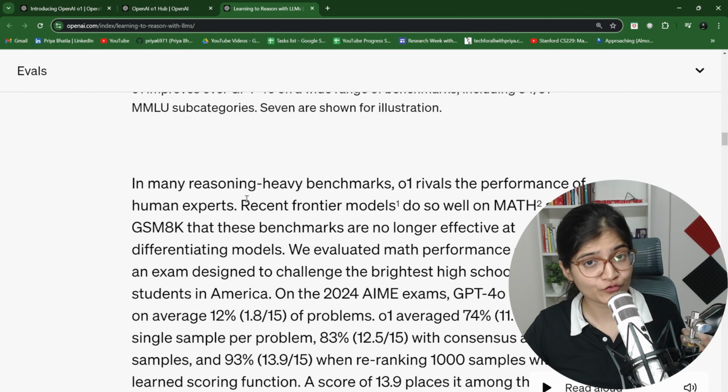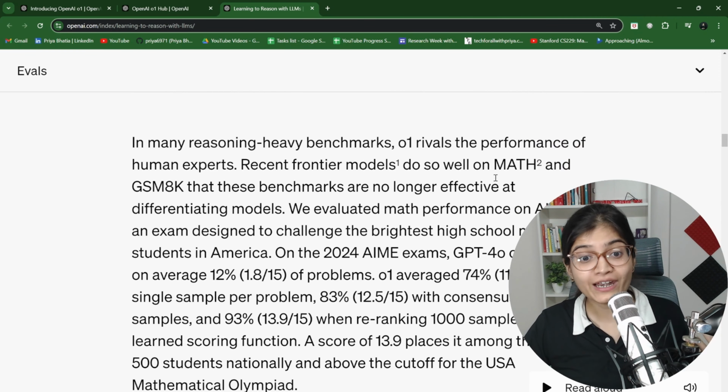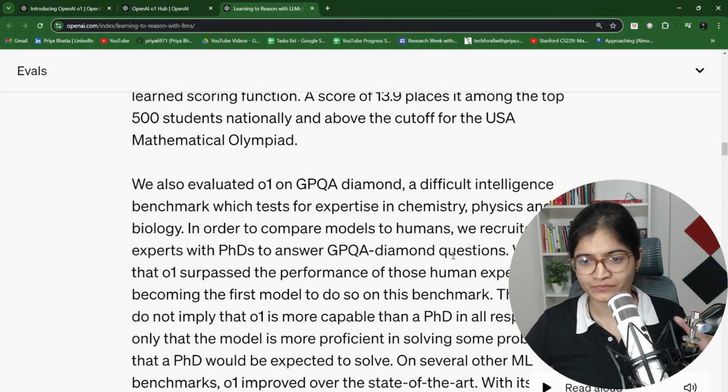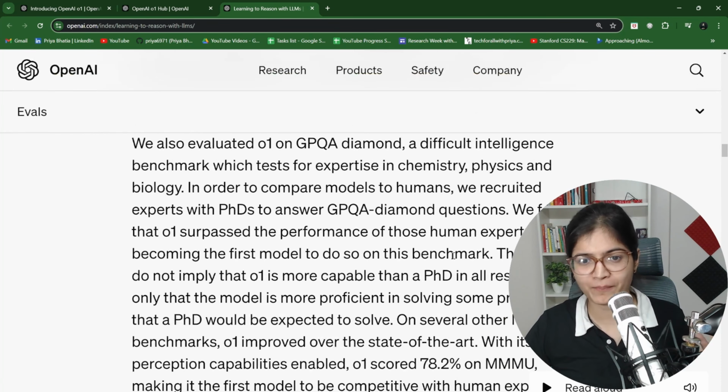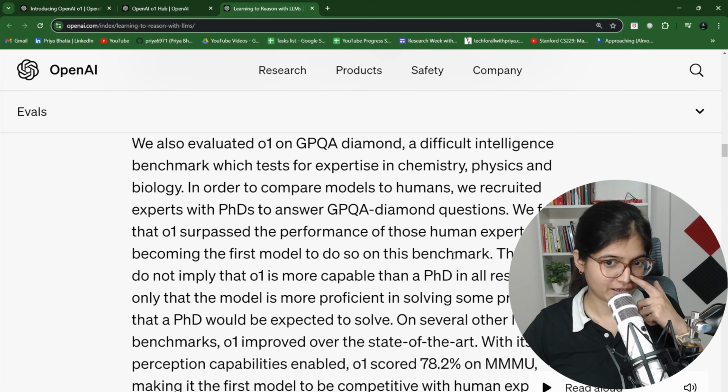O1 rivals the performance of human experts and does well on maths. So the basic funda is that they have simply focused on the thinking process. This is what I have observed in each and every part of this specific evaluation.